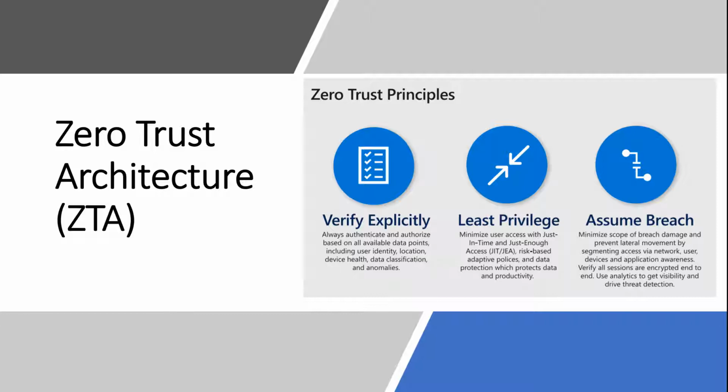And verify explicitly is always authenticate and authorize, right? Authentication we discussed in the first part of the second video and third video. Now always authenticate and authorize based on all available data points, whether it's user identity, location, device health, data classification, and anomalies, right? So these are the three fundamentals of zero trust which should be uppermost in your mind when you're talking about authentication and authorization.